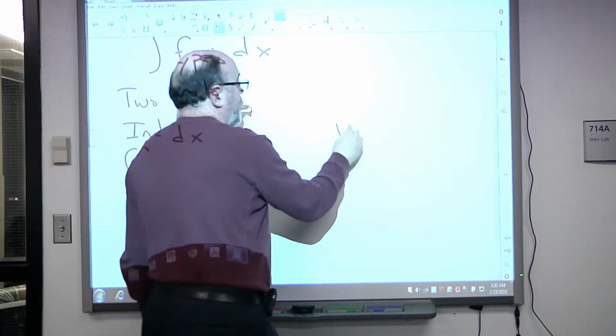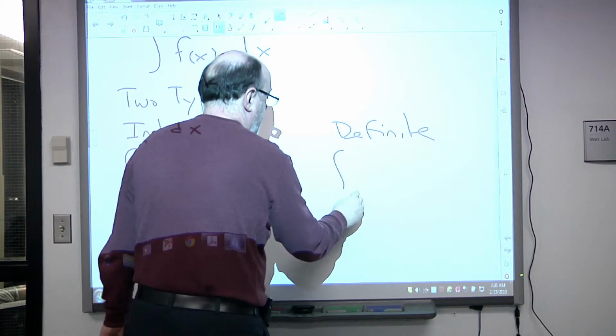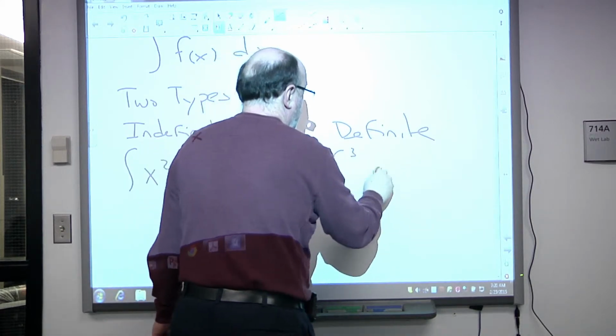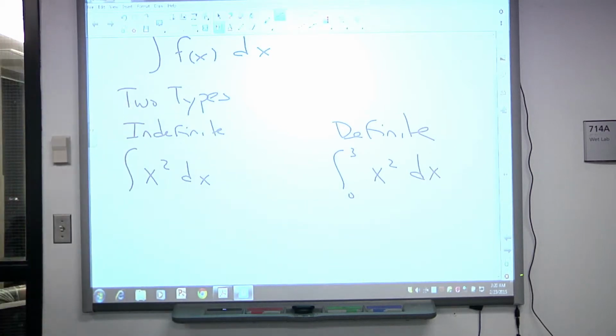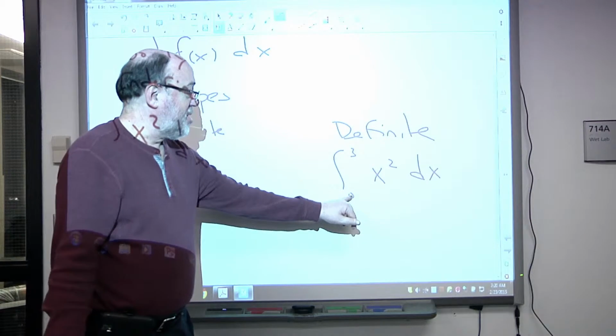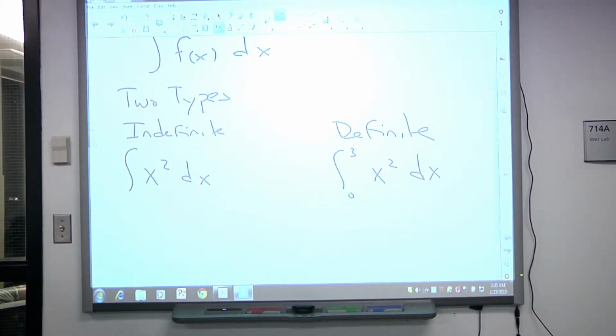And a definite integral would be one that looks like this. The way you can tell the difference here is that in a definite integral, we're going from a starting point to an end point. So really this would be like the question we just looked at with my x squared graph and wanting to know the area from 0 to 3.